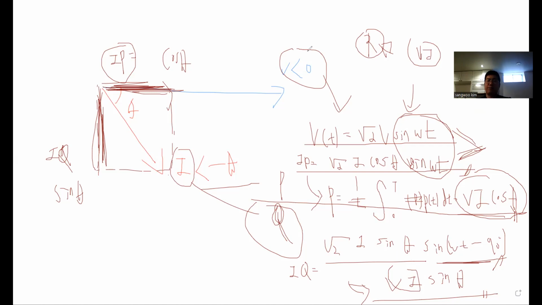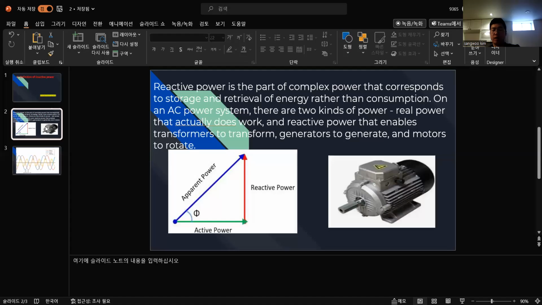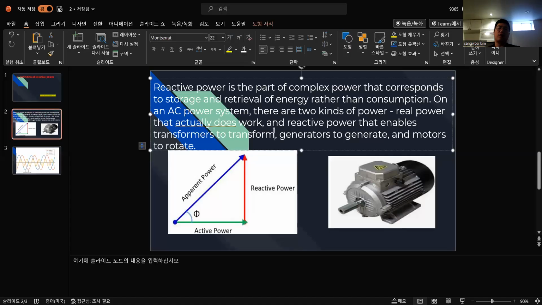So this is what I explained in the math, but you don't need to remember the math part. Just try to understand the concept today: what is reactive power? We will learn about it. This is just the first step. What is the difference between active power and reactive power? Active power is actual work that we use. But reactive power, we actually don't use. It stores energy and returns it back, like that.